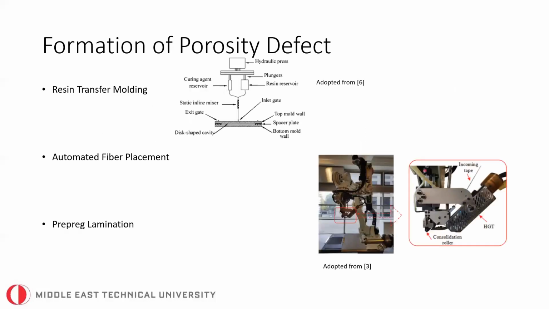Formation of porosity defects relies on the manufacturing techniques. There are three main manufacturing techniques, which are resin transfer molding, automated fiber placement, and prepreg lamination.